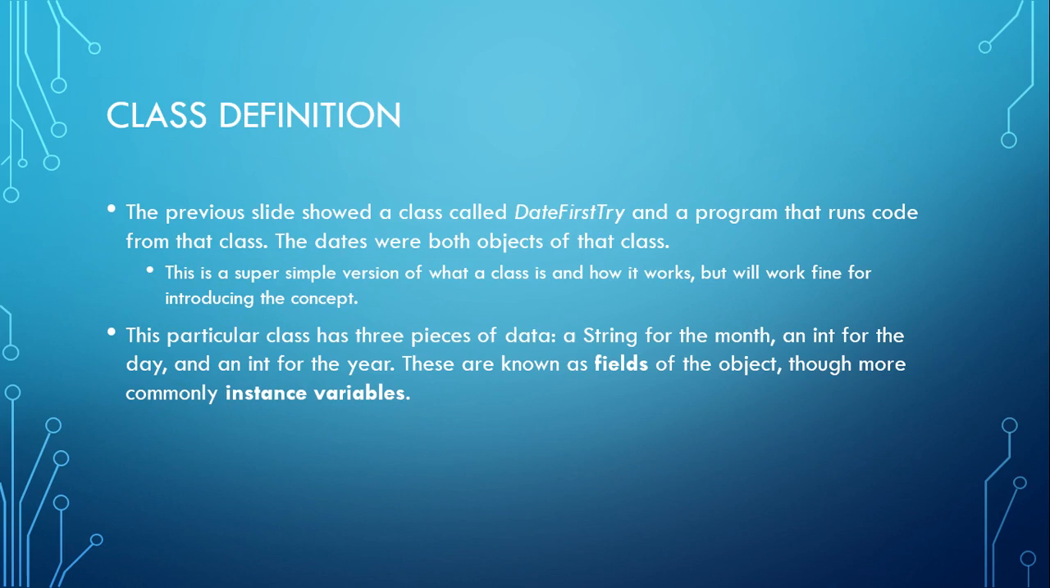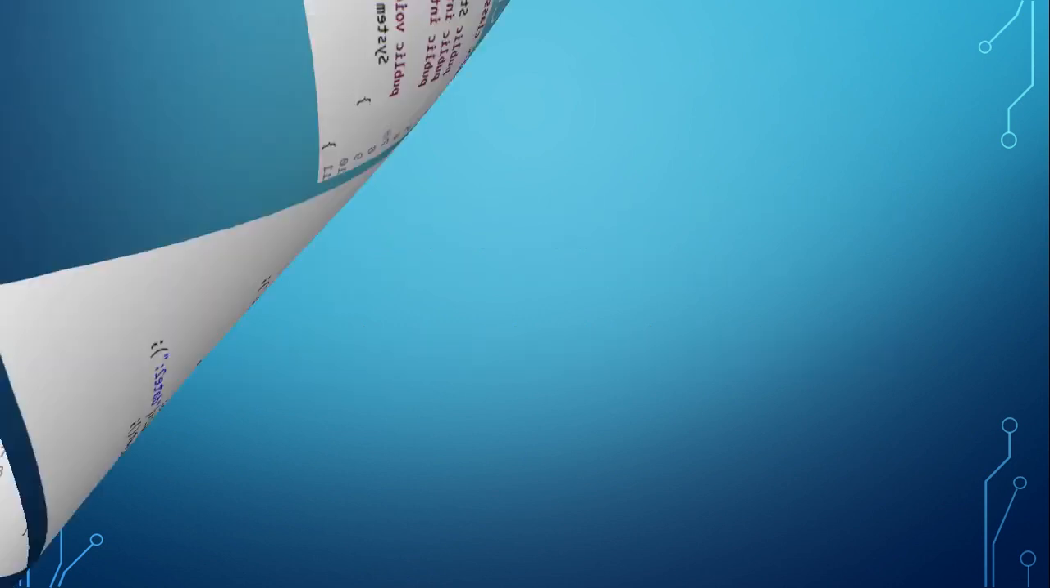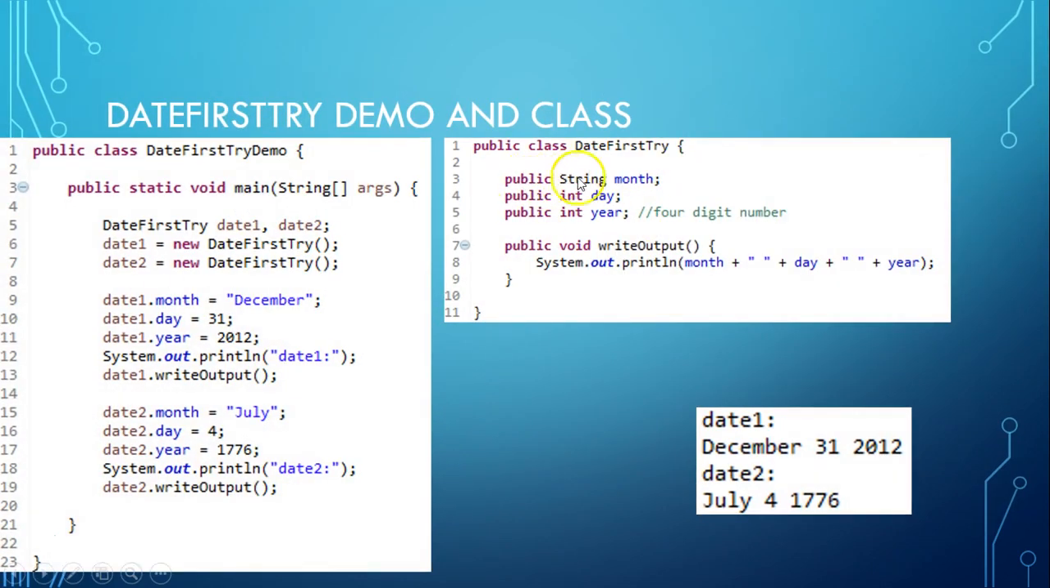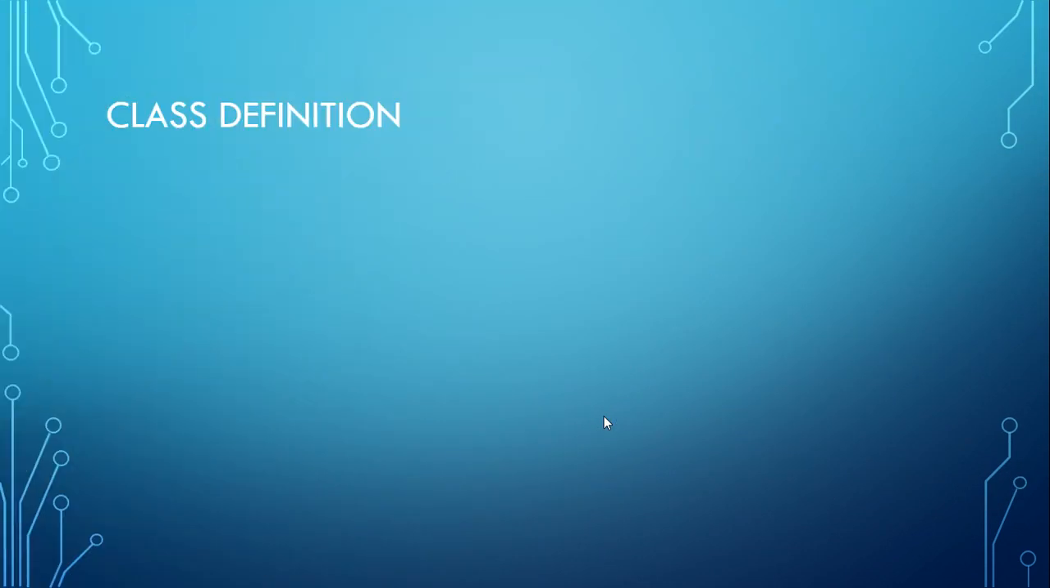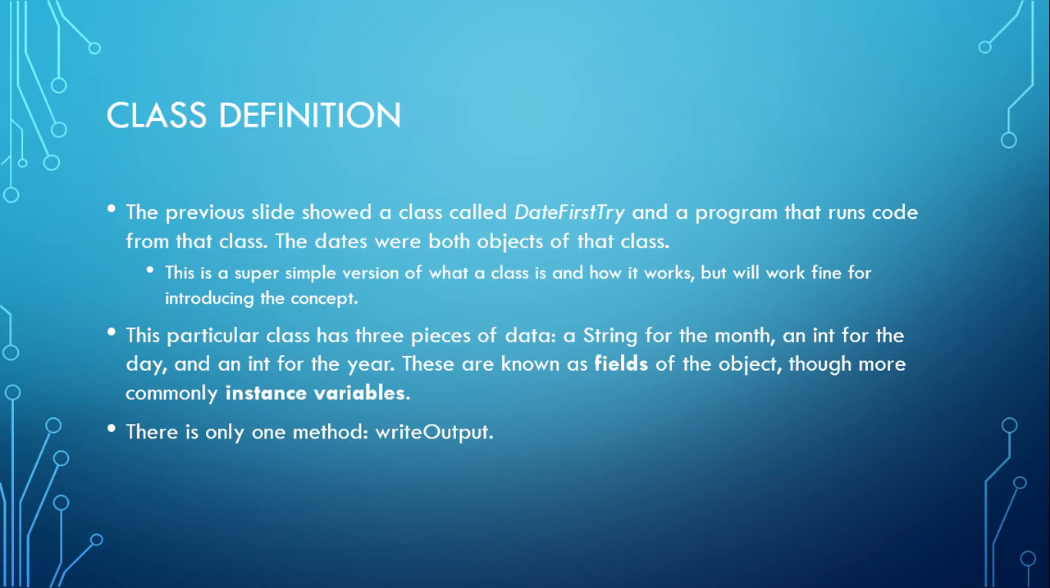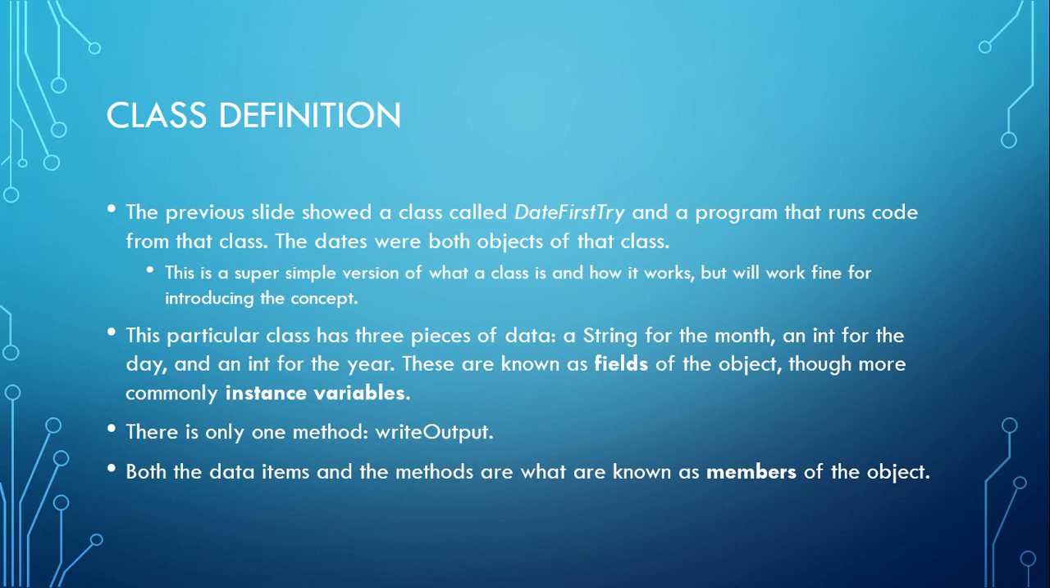This particular class has three pieces of data. You have a string for the month, an int for the day, and an int for the year. These are known as fields of the object, though more commonly known as instance variables. Going back to here, we have public String month, public int day, public int year. These are the types defined in DateFirstTry. There's only one method, which we saw, which was writeOutput. Both the data items and the methods are known as members of the object. So these things comprise the DateFirstTry class.